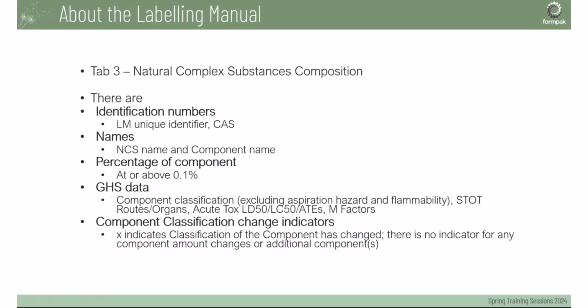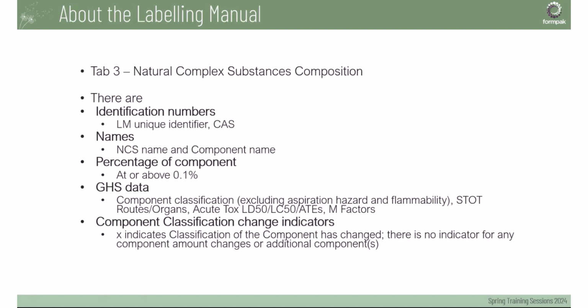So in tab 3, which displays the composition of the natural complex substances in tab 2, there are identification numbers to identify the components, the name of the natural complex substance and the components that are in it, percentages of the component. These are only listed above 0.1%, so any components that are in a smaller quantity than that are not listed.